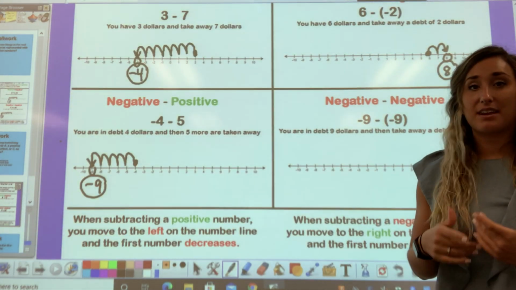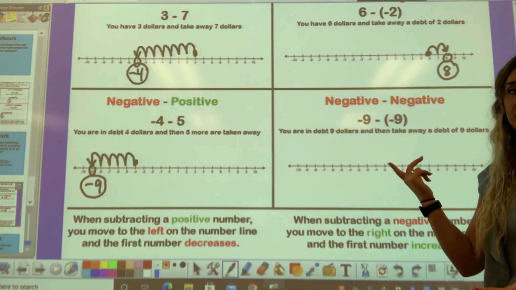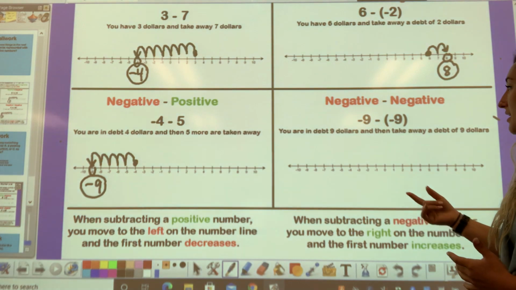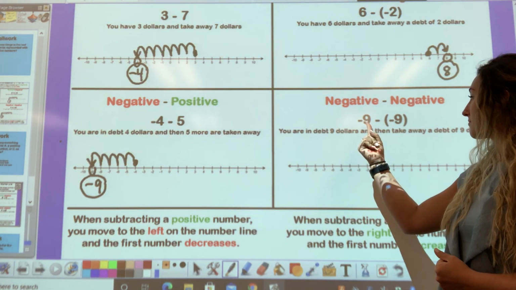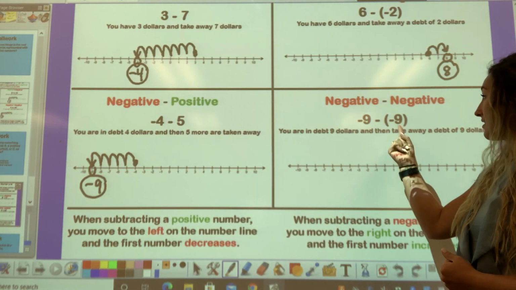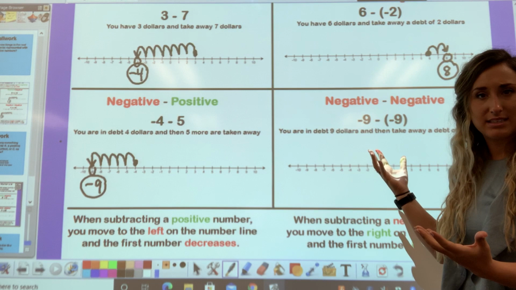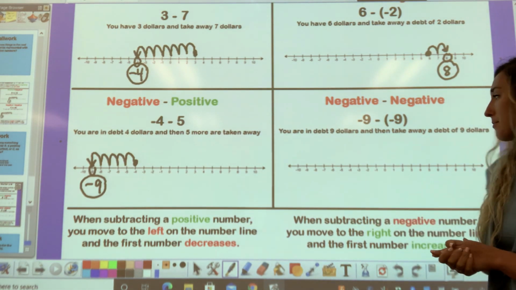This next example, negative minus a negative. For example, -9 minus -9. This might make a little bit more sense, even though it looks really complicated. If you're in debt $9, you start at -9. And then you take away that debt of -9, it makes sense that you'd be at 0, right? You just break even. Let's show what I mean by that on a number line.